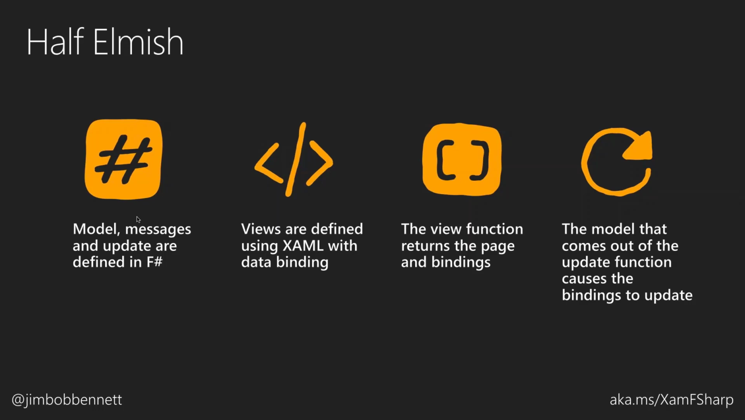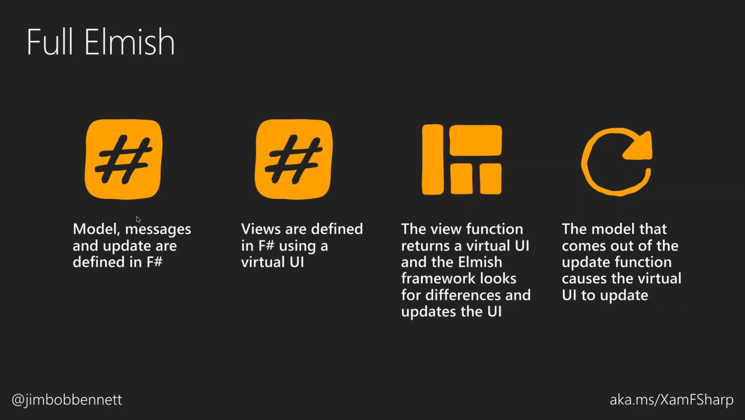And then when your update function is run, the new model comes out, that causes the bindings to update, which updates the UI. So you still have XAML, you can still put the UIs in XAML the way you want, but you write the rest of your code using the Elmish model. And then we go full Elmish.